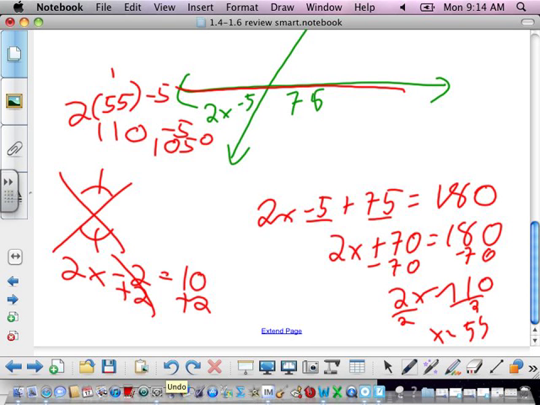Sam, do you have a question? Angle IJ is 105 degrees. How come it looks different? It is not drawn to scale.